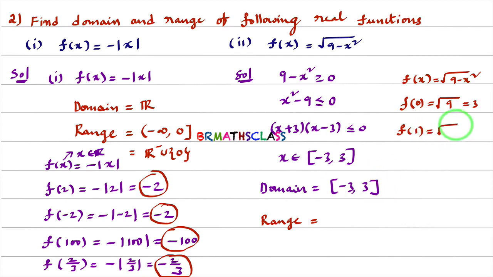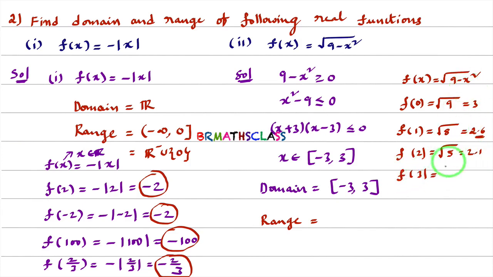f(1) is root of 9 minus 1. 9 minus 1 is 8. What is the value of root 8? Root 8 is 2 point something, about 2.83. I am taking all x values in this interval. f(2): in place of x, you write 2. What will you get? 2 squared is 4. 9 minus 4 is 5. Root 5 is 2 point something. Now I will calculate f(3).